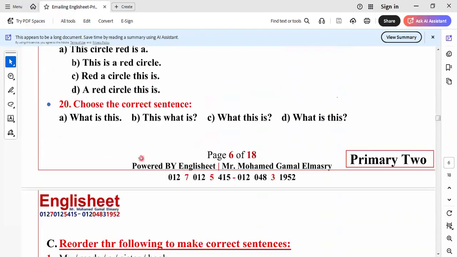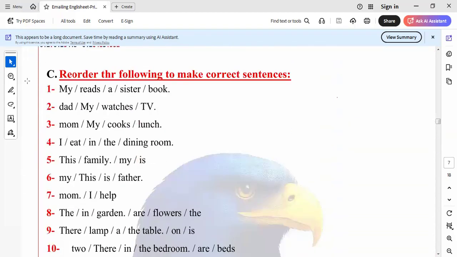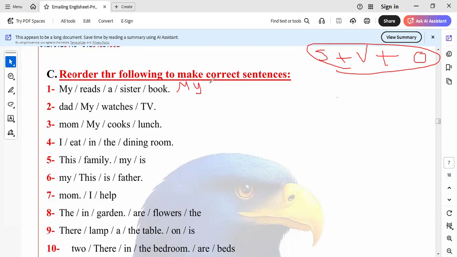Let's go to another kind of question. Here we have the rearrange. I would like to remind you of subject plus verb plus object. So what is the answer here? We have "my reads a sister book". So here it will be my sister, which is the subject. Where is the verb? Reads. This is the main verb. If you don't have a main verb, I can put a helping verb if I need one. If I don't need a helping verb, I put the main verb as it is.